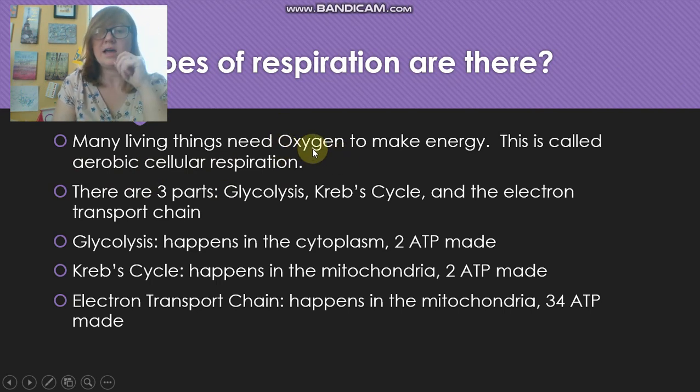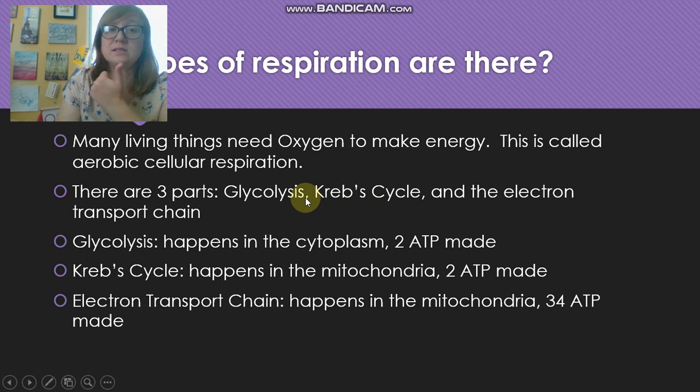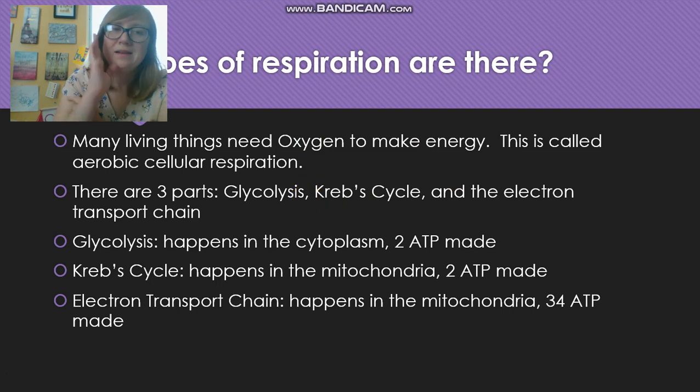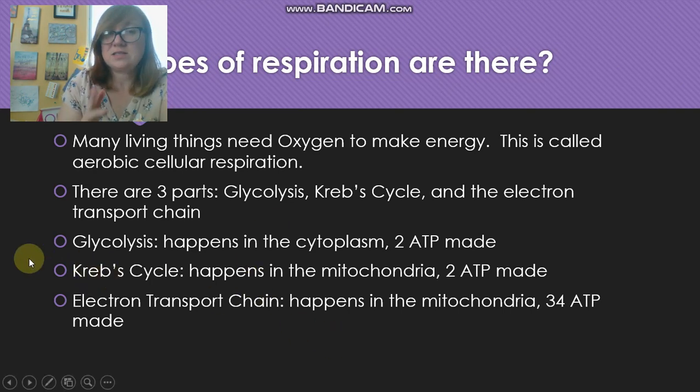There are 3 parts to that. You don't need to know details about them, but you should know what they are. They're called glycolysis, the Krebs cycle, now called the citric acid cycle, but I learned it as the Krebs cycle, so maybe you should hear it as both. Krebs cycle, citric acid cycle. And the last one is the electron transport chain. So here's a summary of what happens in each of those.